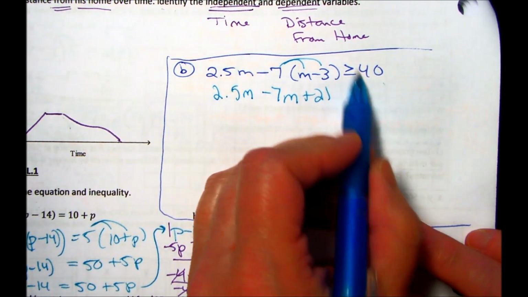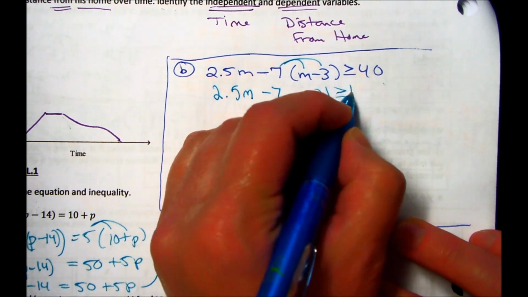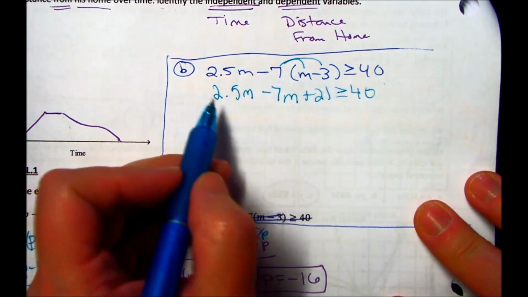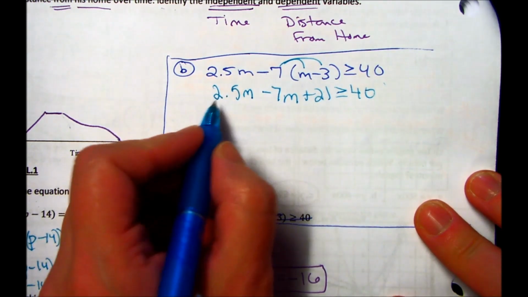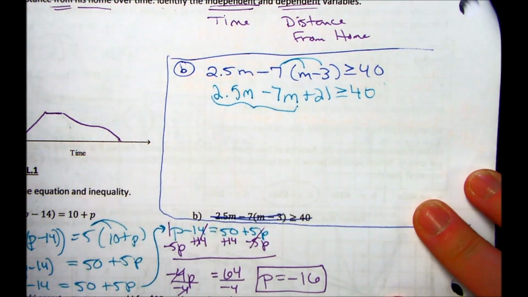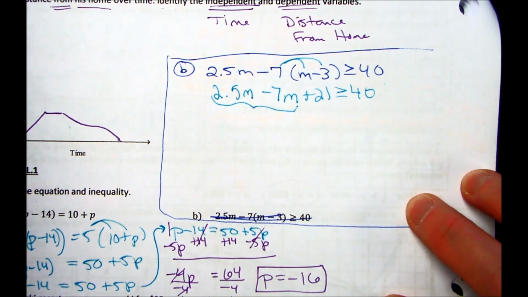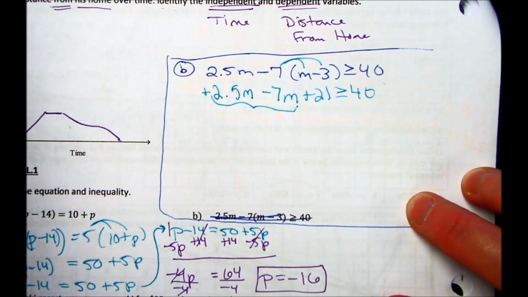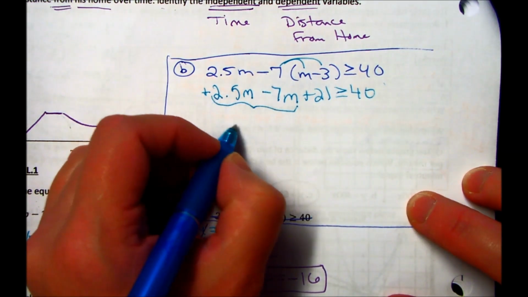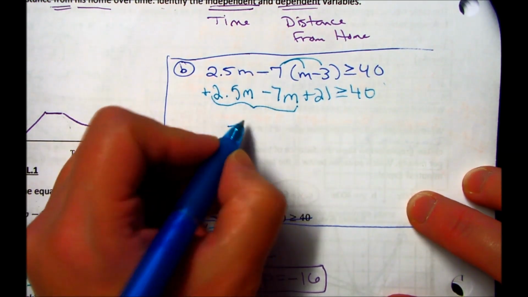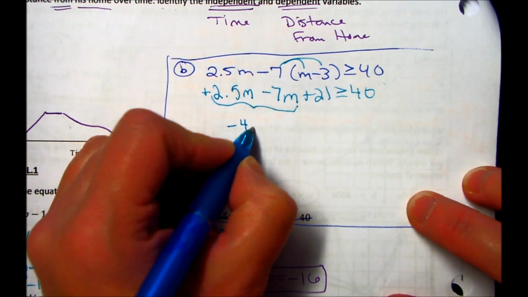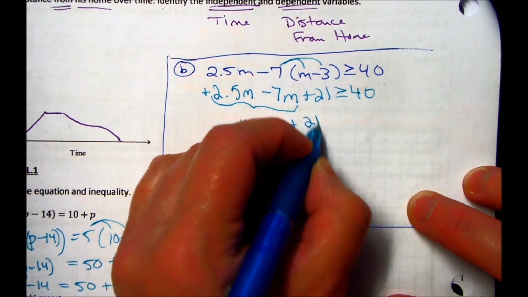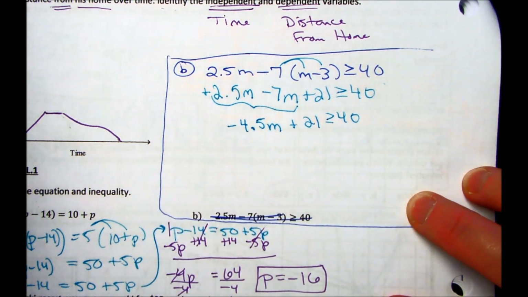Now on the right side, we just have one term, so we do not need to change or simplify it. We're still working on the left side, so we've got like terms here between the 2.5m minus the 7m. So the positive 2.5 and the negative 7. When we combine those like terms, you add the coefficients, which will give us a negative 4.5m plus 21 is greater than or equal to 40.